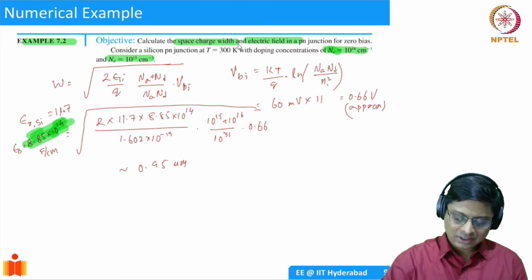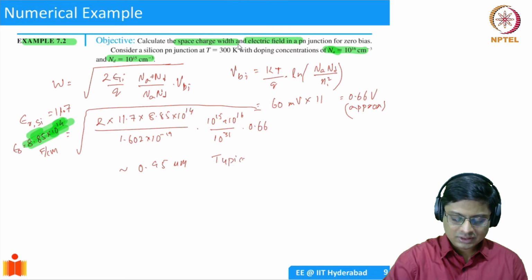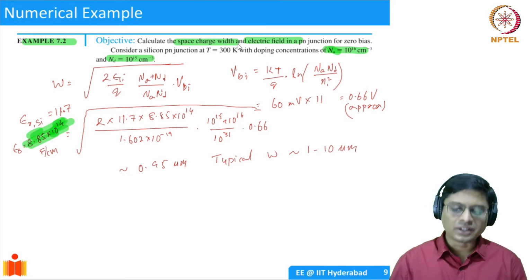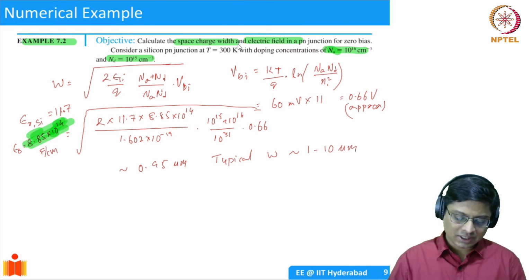Typical W is in the range of 1 to 10 micrometers. And it's also quite large actually. If you go to high dopings, the depletion widths will reduce. Okay, all right. And just one final point before I stop.